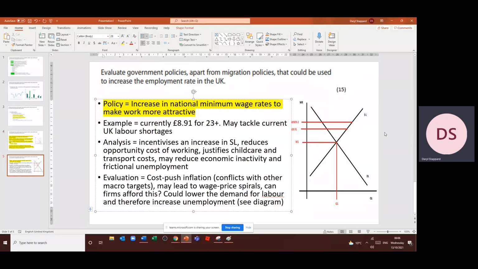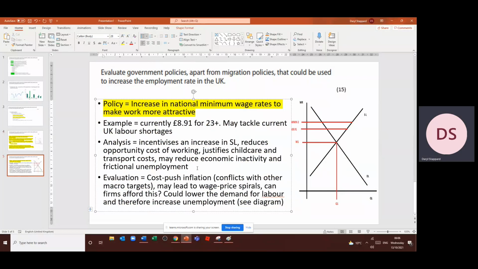Now, what this will do, it would incentivise an extension in the supply of labour. So what we know is we've got a lot of people who are economically inactive. So if you were to increase wage rates, you may incentivise more of these people to try and seek employment in our economy. Now that at the moment is really, really important given the fact that we've got across the economy lots and lots of labour shortages.